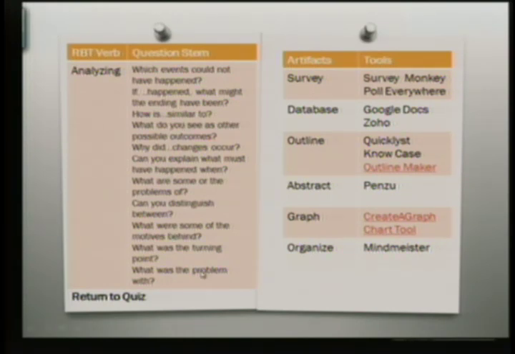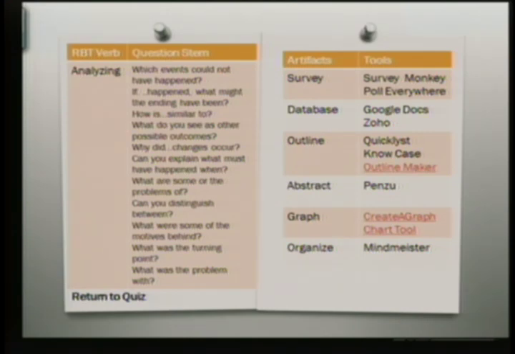Again, question stems for analyzing. What events could not have happened? What was the turning point? What are some of the problems of? You're analyzing something, so you're going to be comparing something with something or looking at something compared to something else. Here are some tools that you can use. And again, we're going to go back and go over some of these tools later.